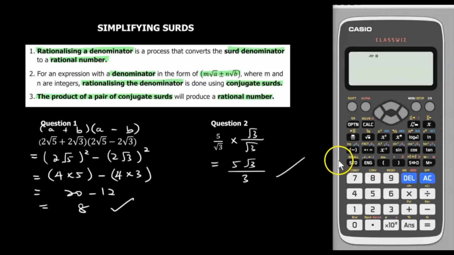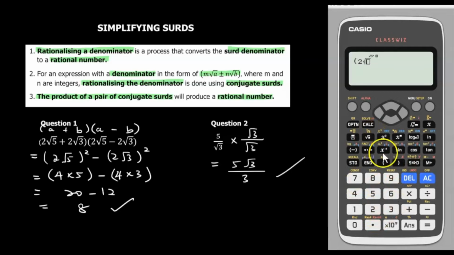Let's say I want to double check my answer for question 1 using the Casio Classwiz calculator. I'm going to use bracket 2 and then surd 5, then go to the right and then plus 2 surd 3. Then go to the right, close bracket and open bracket 2, then surd 5, then go to the right, then minus 2 surd 3. Then go to the right and close bracket. Then we solve: equals, so the answer is 8. So that confirms our answer is correct.